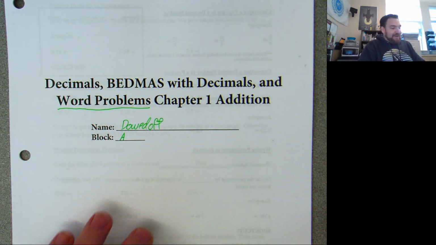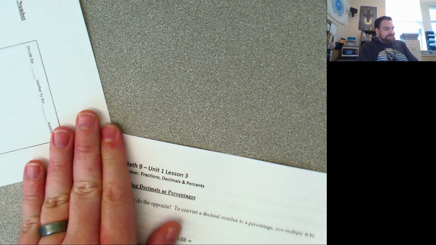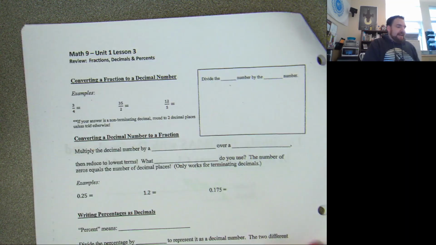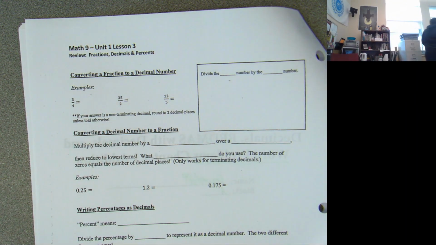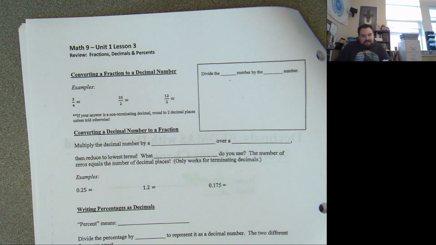Okay, so here we go. Decimals and word problems. Boom diggity. We've done this a little bit already. We're going to look at it again here in more detail. I need to get my notes. Where's my master copy? Here's my master copy.